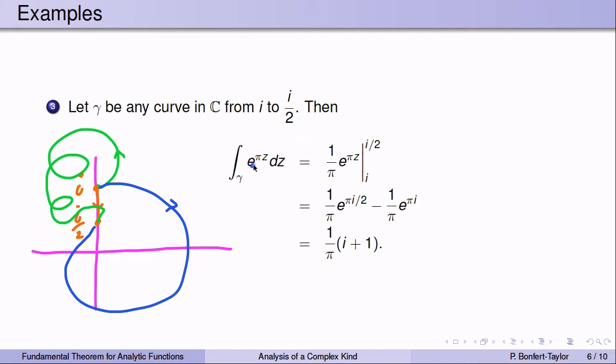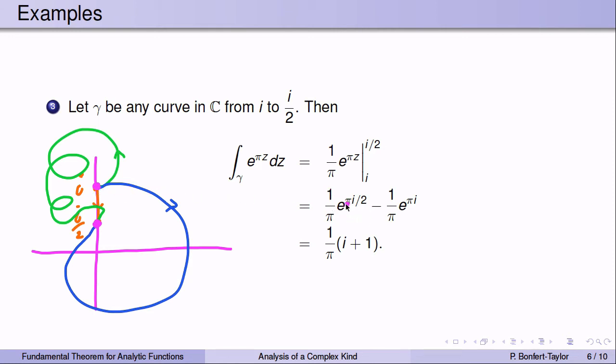Suppose we wanted to integrate e to the πz over any such path gamma. e to the πz has an antiderivative, namely 1 over π e to the πz. So that's a primitive of e to the πz. Therefore, we can take the primitive and evaluate it at the end point of any of these curves gamma, and subtract from that the value of it at the initial point, which is i.